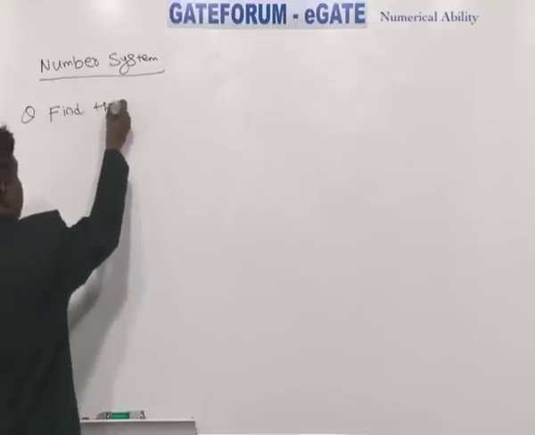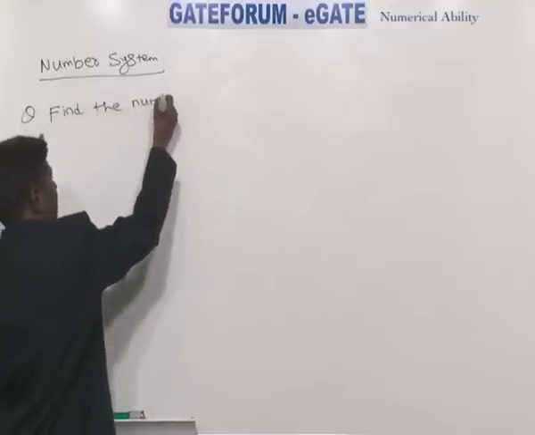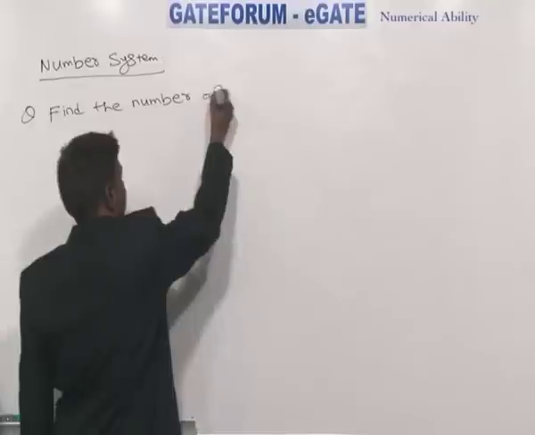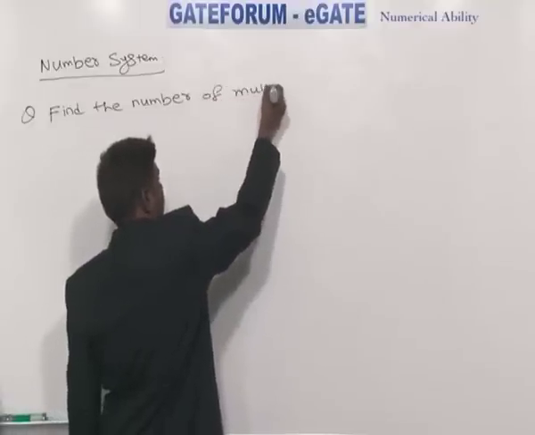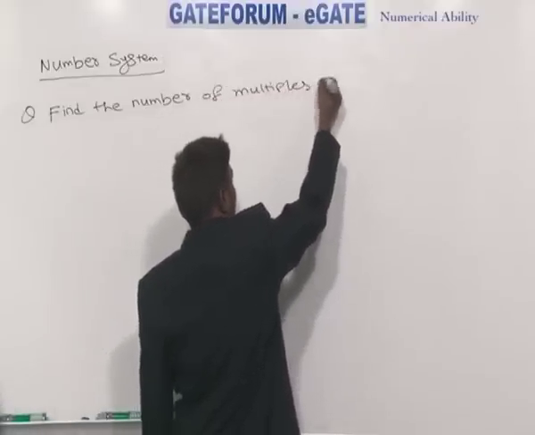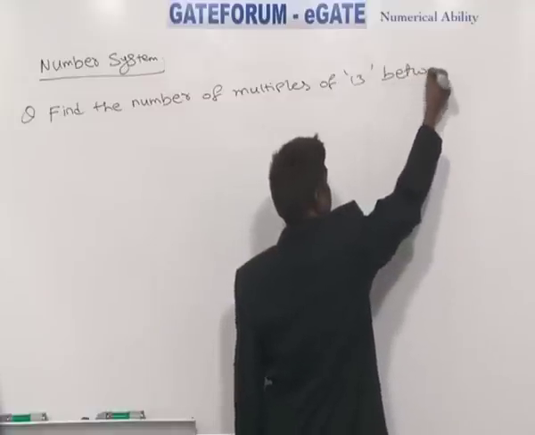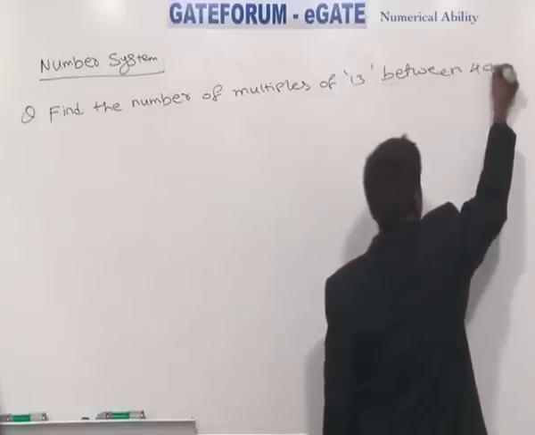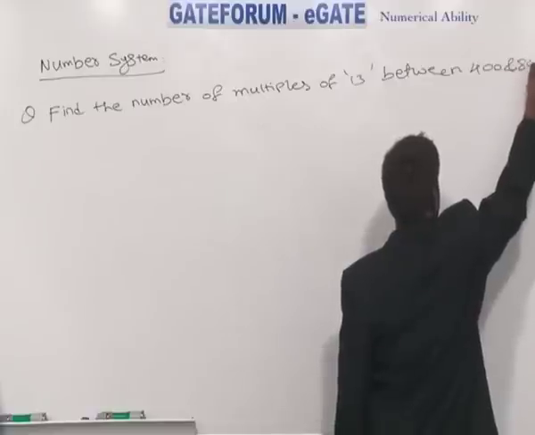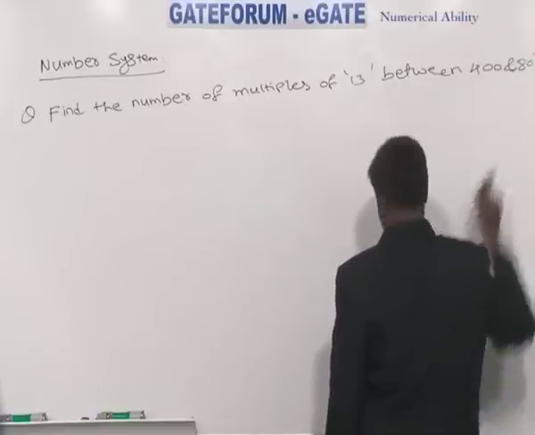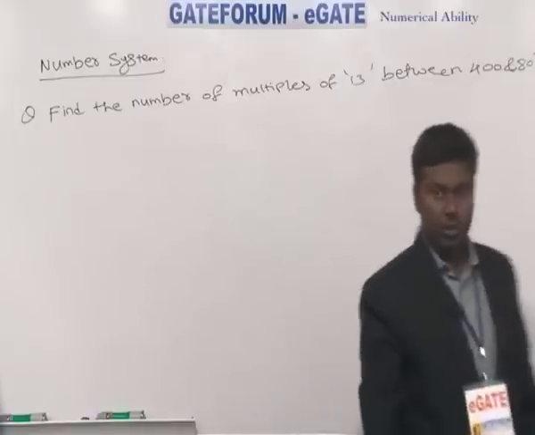Find the number of multiples of 13 between 400 and 800. Take a minute to solve this.